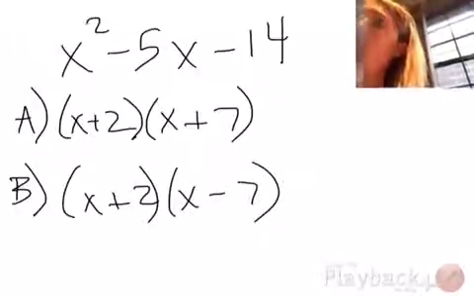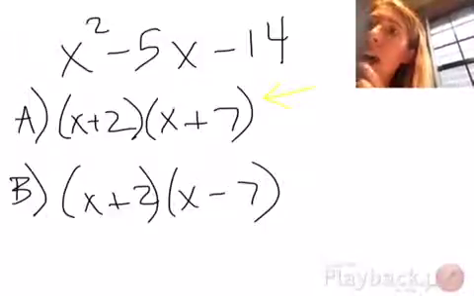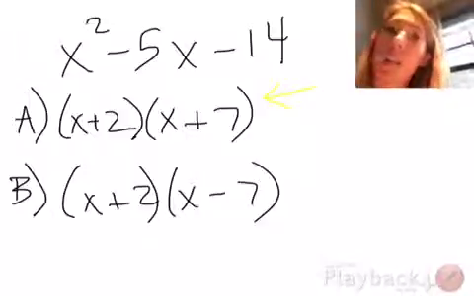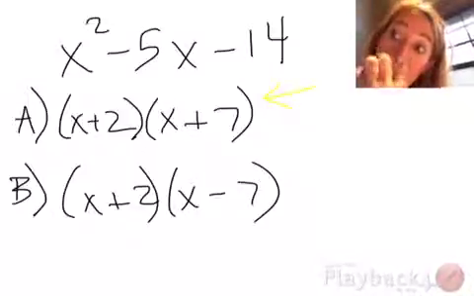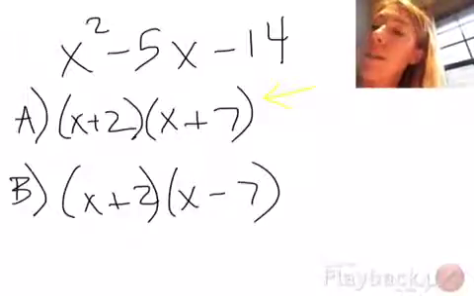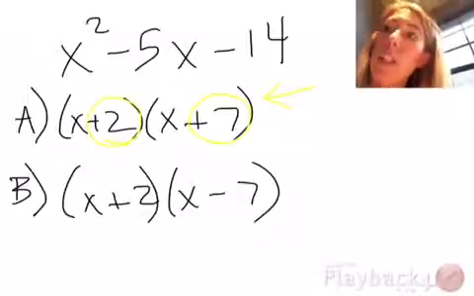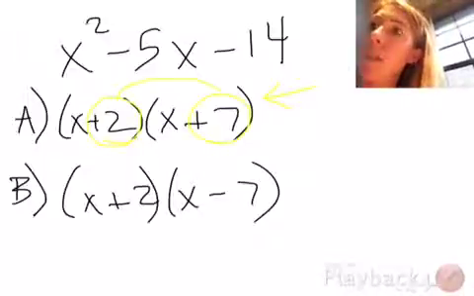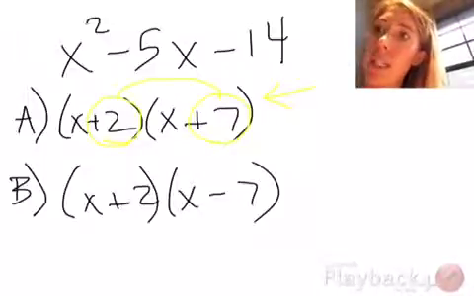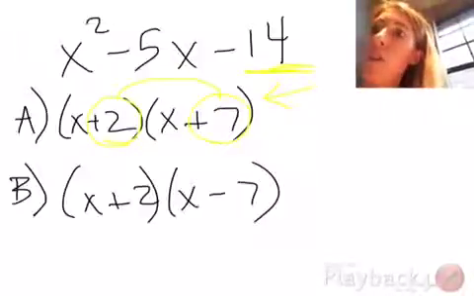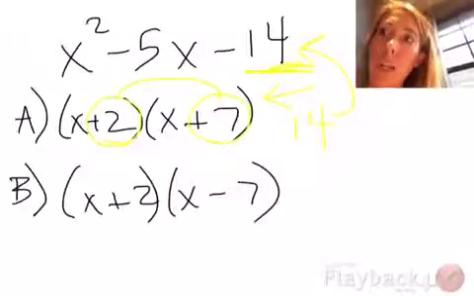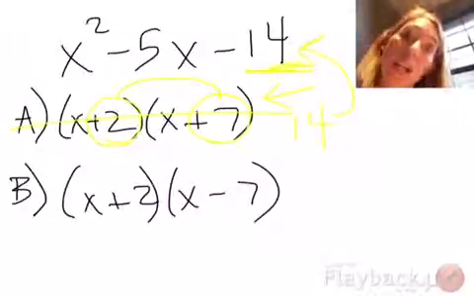Okay, when I look at this first answer choice, I right away in my mind know that it's not going to be the right answer. And it's not because I already know what the answer is. It's because when I look at this positive 2 and this positive 7, when I use the distributive property to multiply this out, I'm going to end up multiplying the 2 times the 7, which will give me this final term. And 2 times 7 is positive 14. And in this one, we don't have a positive 14, we have a negative 14. So right off the bat, I know this one is not going to work.